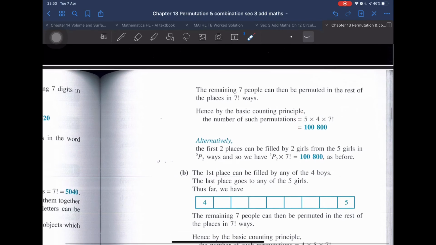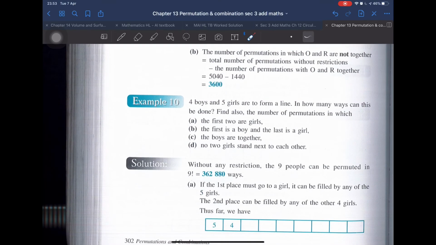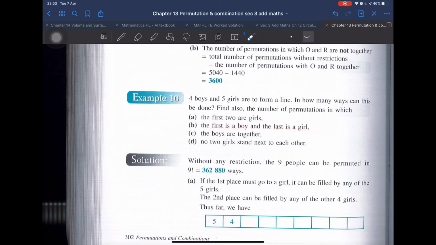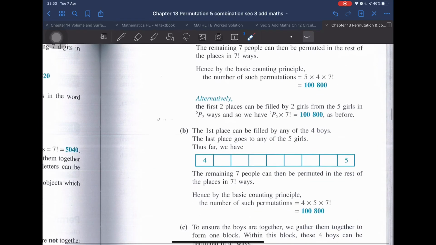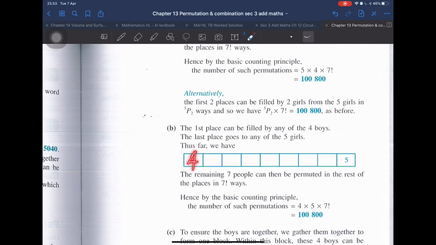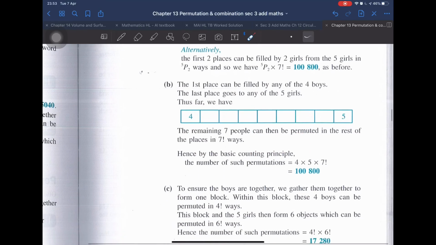Okay, now the next question. The first is a boy and the last is a girl. So the same: first a boy, there are 4 boys, and the last is a girl, there are 5. And what to do in the middle? So just 4 times 5 times 7 factorial, the ways of arranging 7 different people.